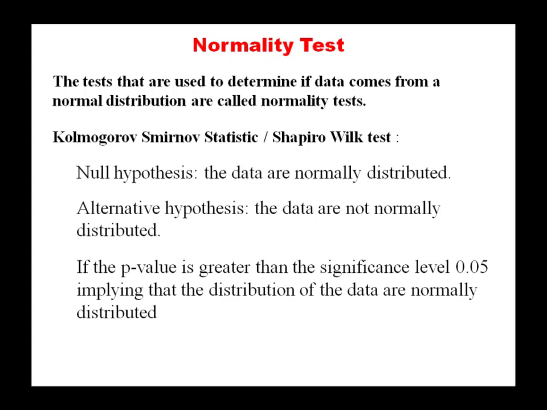If the p-value of the Kolmogorov-Smirnov statistic or Shapiro-Wilk test is greater than 0.05, it implies that the distribution of data is normally distributed. In case the p-value of the Kolmogorov-Smirnov statistic or Shapiro-Wilk test is less than 0.05, the data are not normally distributed. In such a case, we should not apply the one sample t-test.